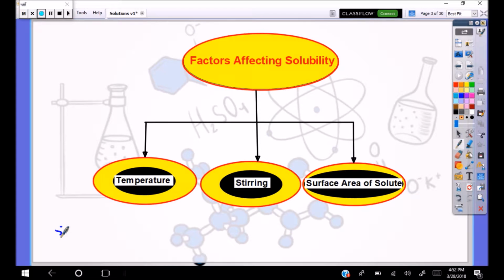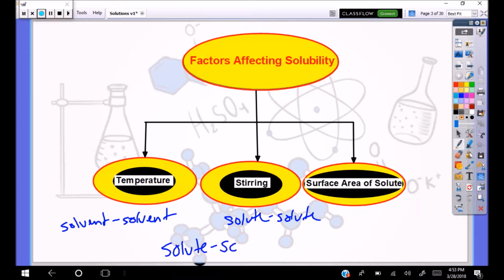And again, the idea is that we have solvent-solvent interactions. We have solute-solute interactions, and what we want is solute-solvent interactions. So we have to overcome these two in order for the third to happen. Okay.